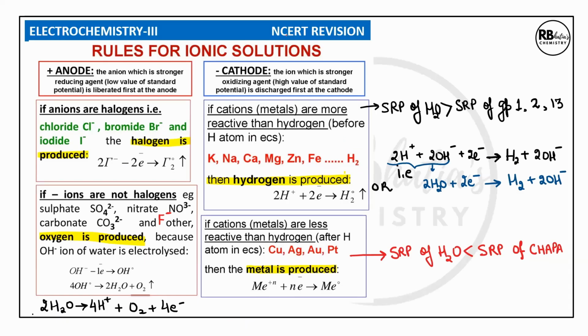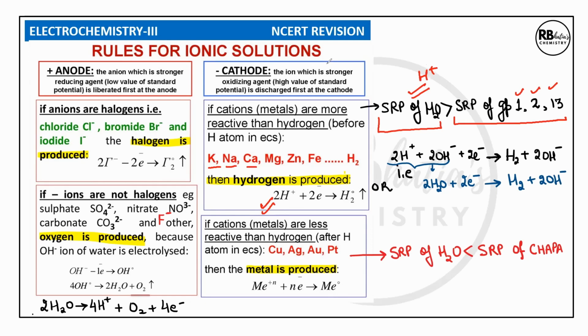So similarly, at cathode, reduction takes place. Standard reduction potential of water is greater than standard reduction potential of metals of group 1, 2 and 13, such as sodium, potassium, calcium, aluminium, etc. So in comparison of these, since standard reduction potential of water or H plus ions is more than that of these metals, preferentially H plus gets reduced to form hydrogen gas.